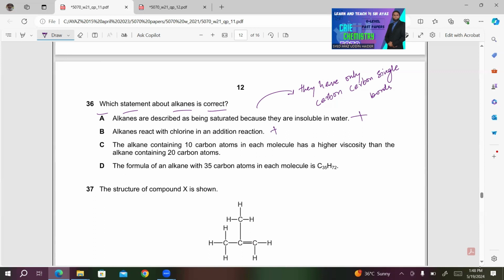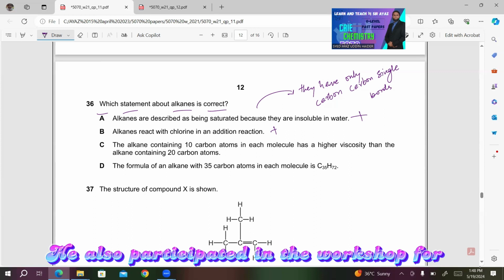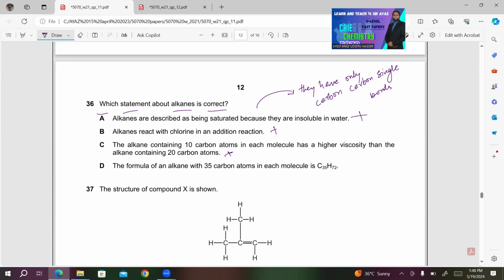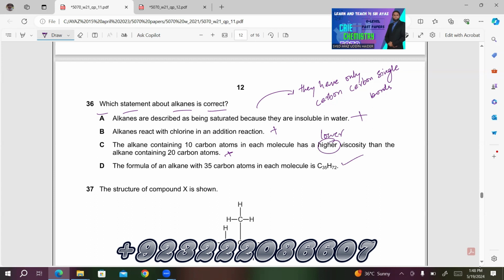C. The alkane containing 10 carbon atoms in each molecule has a higher viscosity than the alkane containing 20 carbon atoms. This is also incorrect because 20 carbon atoms means the chain has increased, which means the viscosity of the alkane with 20 carbon atoms must be higher, and the one with 10 must have lower. So this is incorrect. Obviously, D must be the right answer.